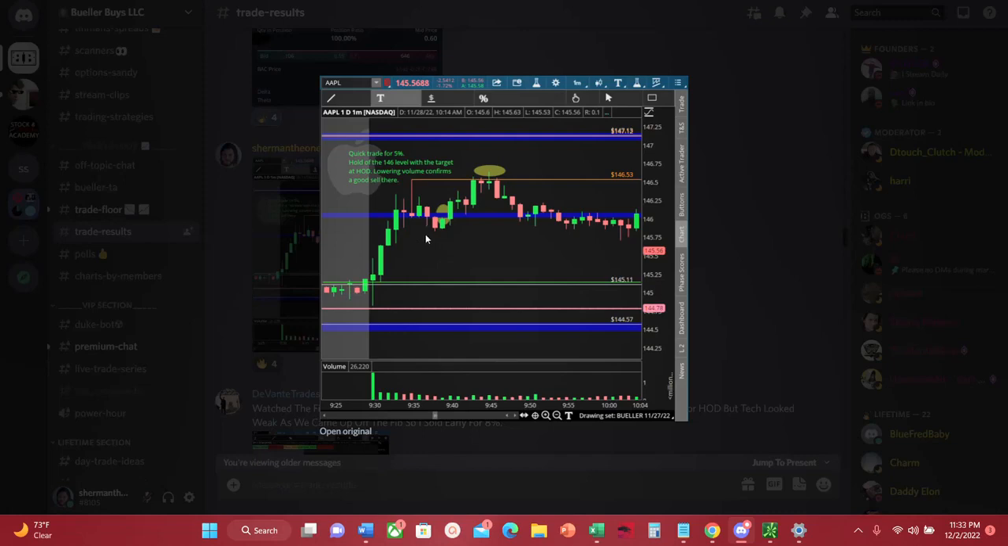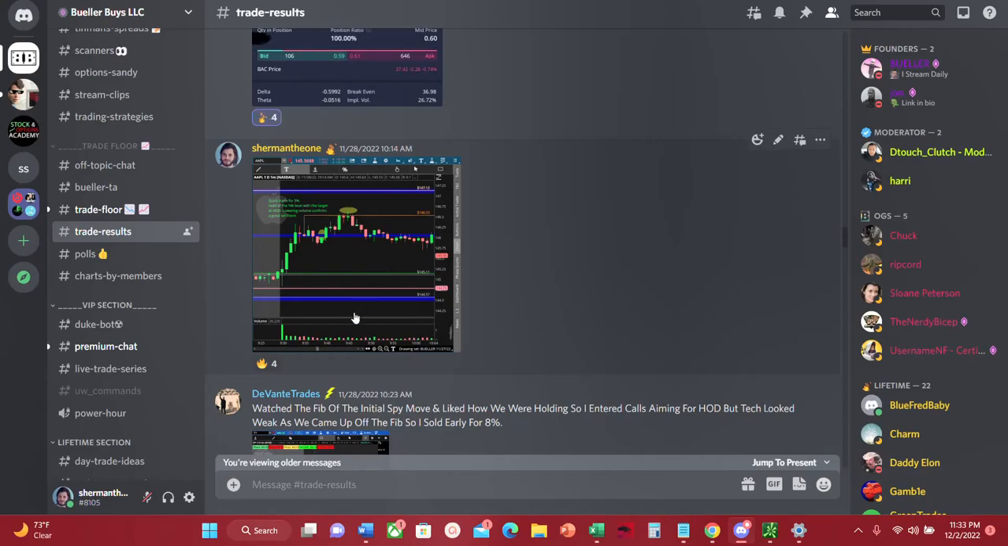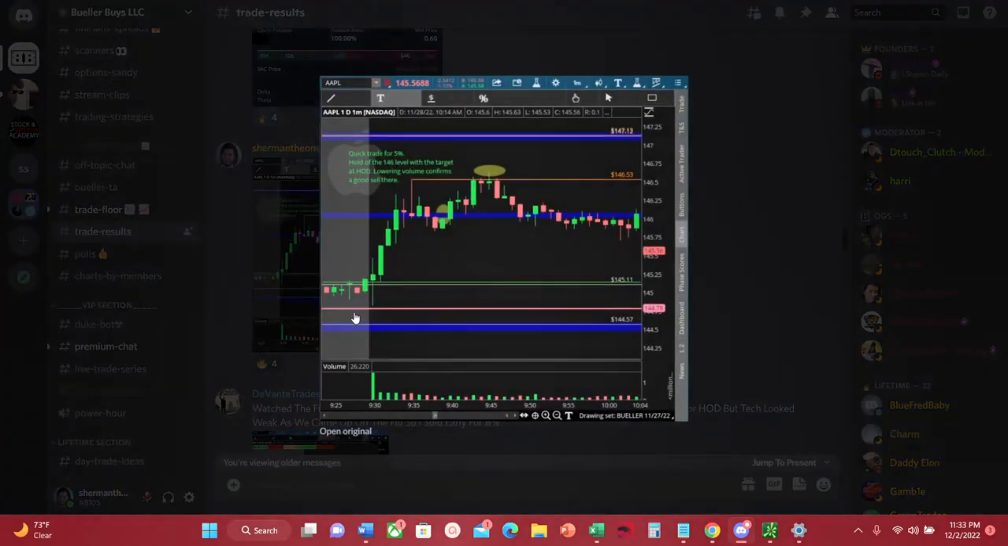Yeah, I took the increasing volume here. Already retested it. And yeah, take it to the high of day. Super easy trades. There's not much to it. That 146 zone is just a good level in general. It's 146. It's a $1 mark. That's where we get it.